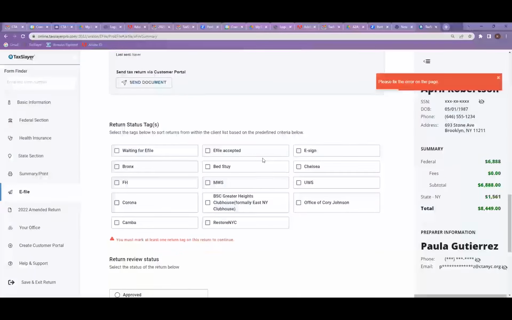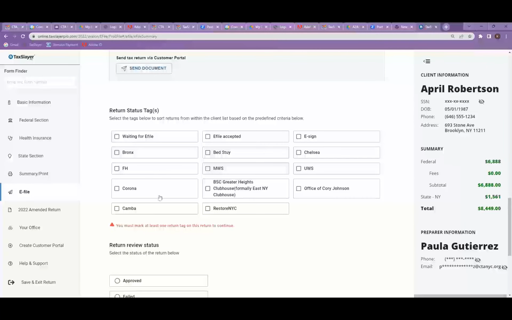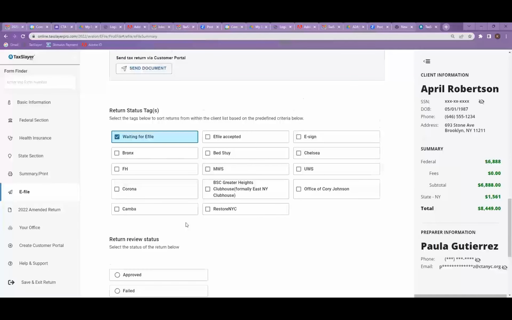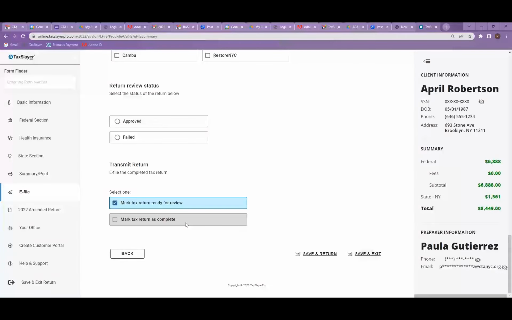There's an entering error on the information page. Okay, where's... Oh, I have to choose one of these. Which one am I choosing, Emil? Say wait for e-file at this point. Wait for e-file, upper left, that one, yeah. Okay, yeah. And then save and exit.